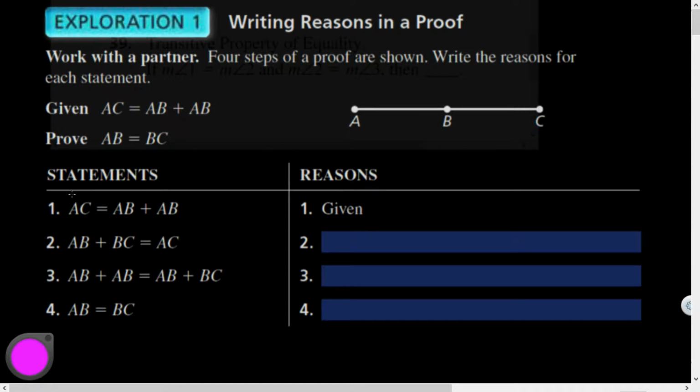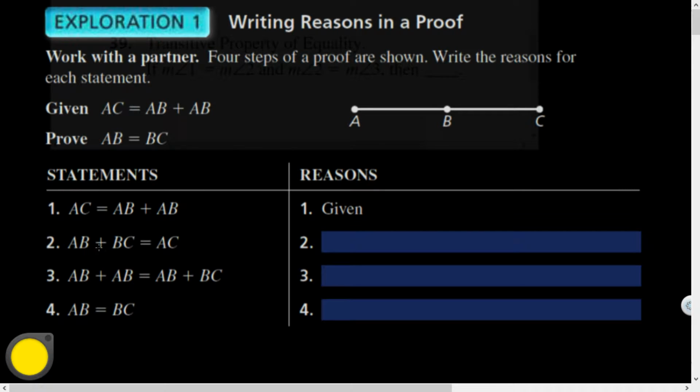So over here, statement 1, always a good choice: AC equals AB plus AB. Interesting choice. The reason given is, like, because that's right there. That's why it's true, because they told me so.